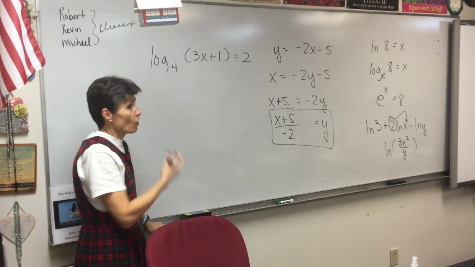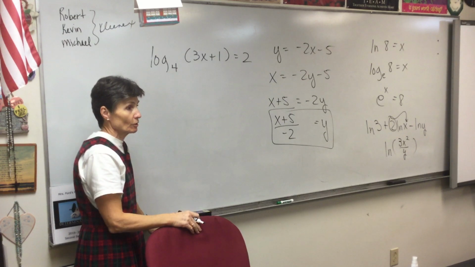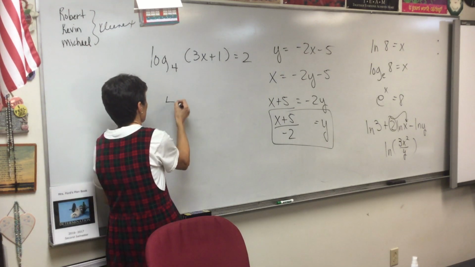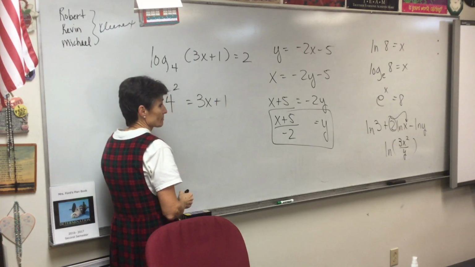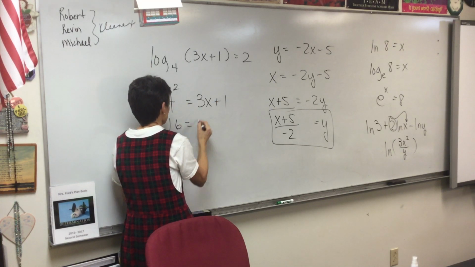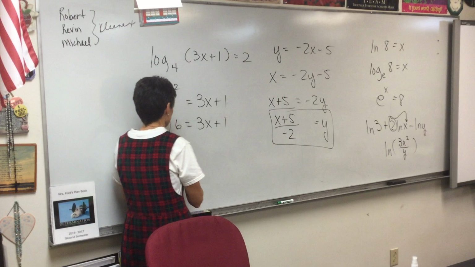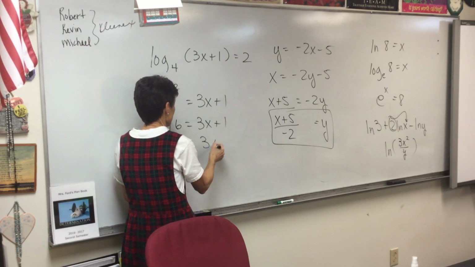You're solving this logarithmic equation, you're going to loop-de-loo it. So 16 equals 4 to the second equals 3x plus 1. 16 equals 3x plus 1. Minus 1. 15 equals 3x.